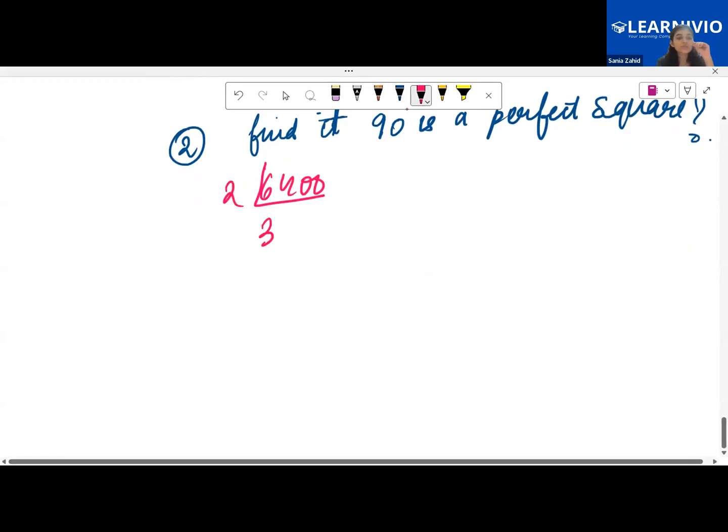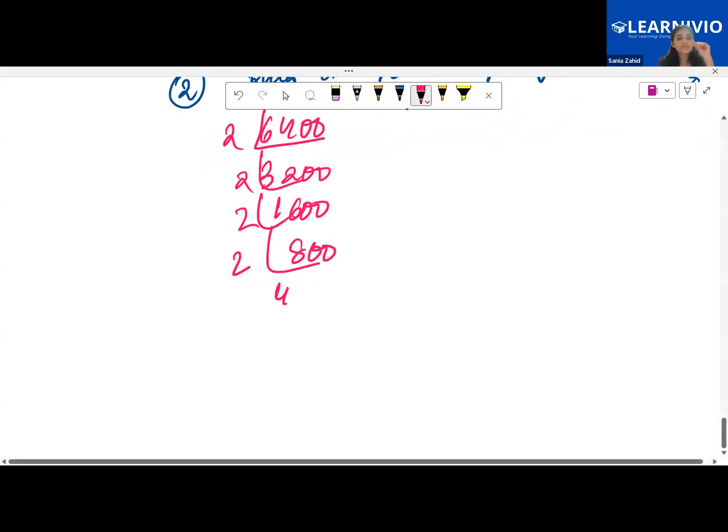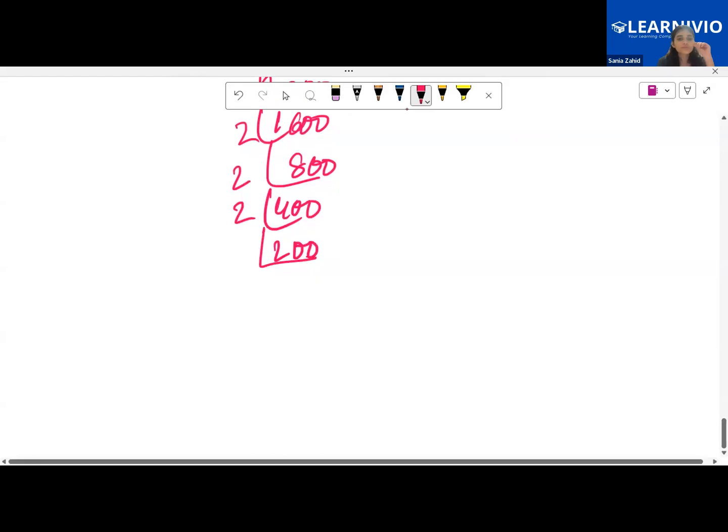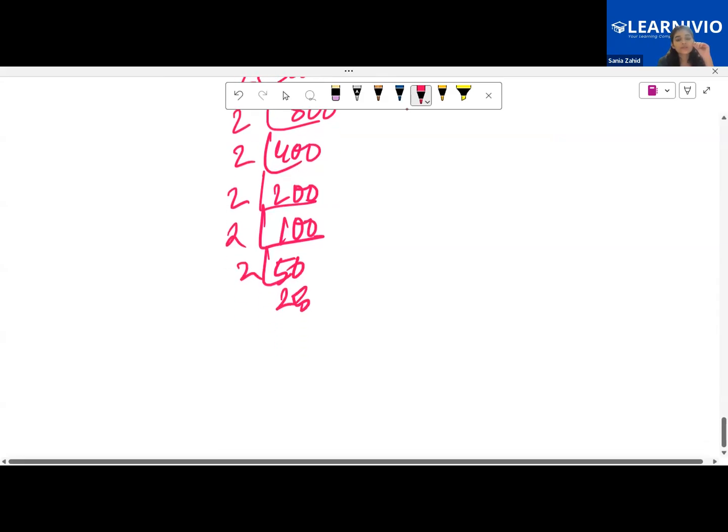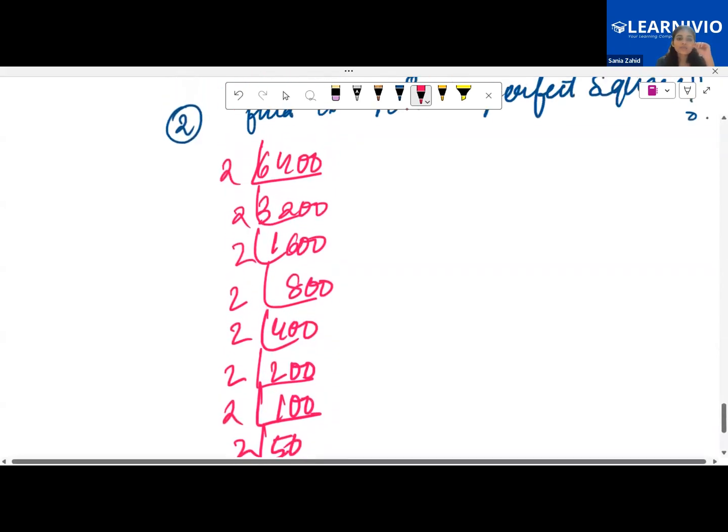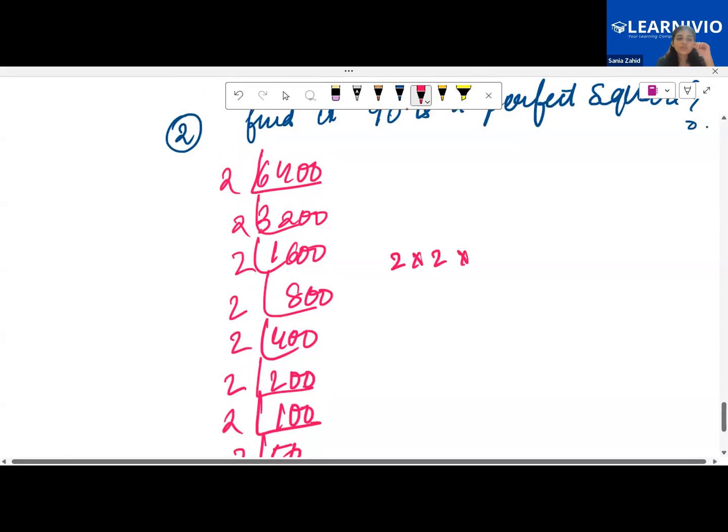Like you'll do 2 into 3200, then 1600, 800, 400, 200, 100, 50, 25, 5, and then finally 1. So what all you have? You have 2 into 2 into 2 into 2.